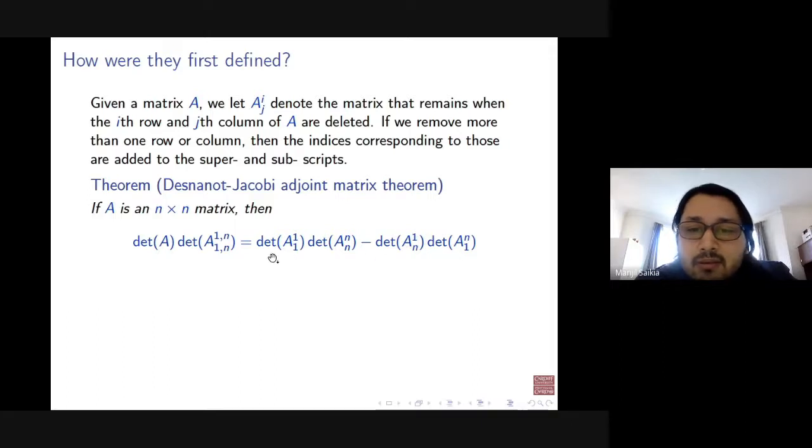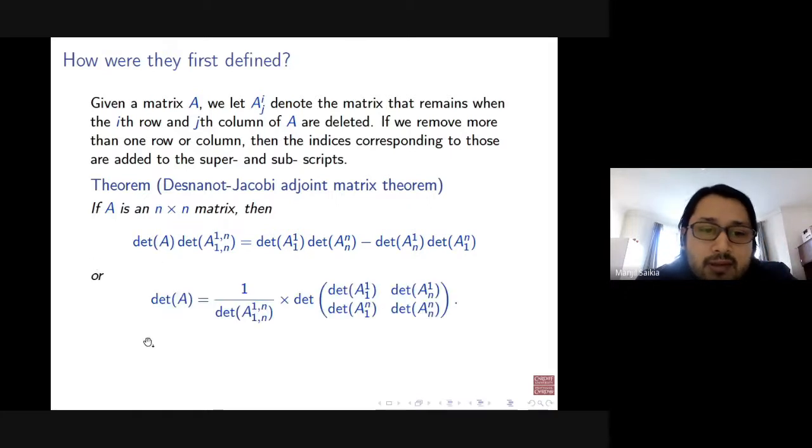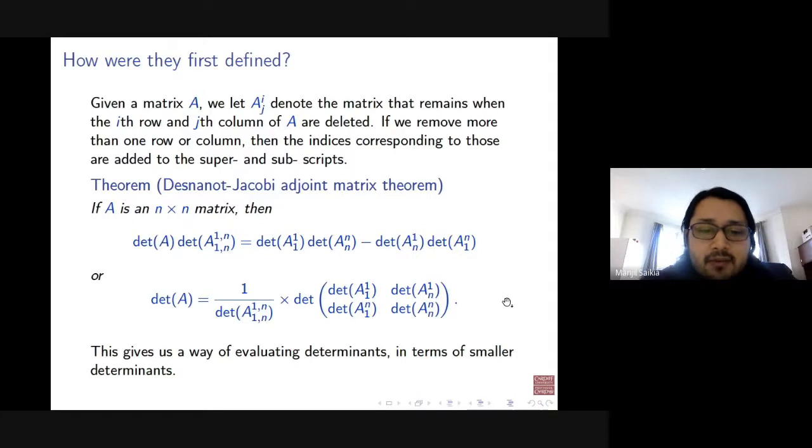So you see that all of the matrices which appear on the right hand side are now n minus 1 times n minus 1 matrices, and this matrix is now an n minus 2 times n minus 2 matrix. So you can also write this in this more compact way. So this gives us a way of evaluating determinants in terms of smaller determinants. Of course this has to be non-zero, but yeah, okay.